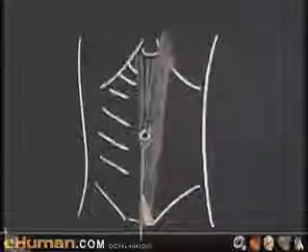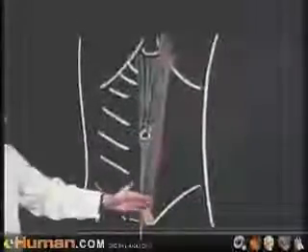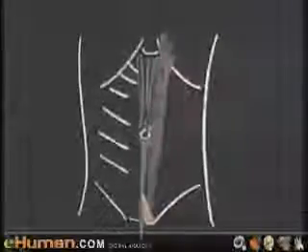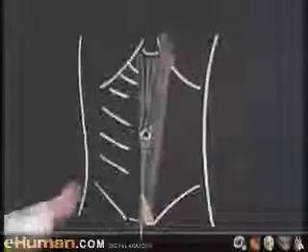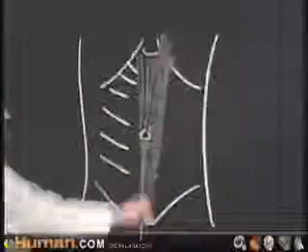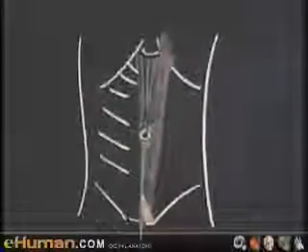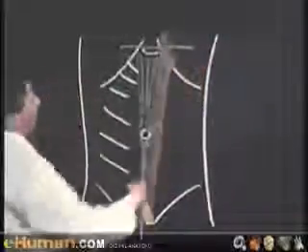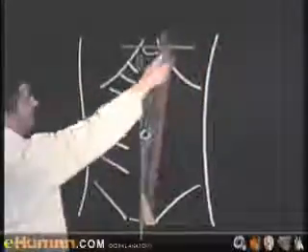Now, to fully understand the rectus sheath, I think it would be helpful to make a series of sections, cross-sections, through the rectus sheath and the rectus abdominis at different levels. We'll make a section here where the insertion is situated.